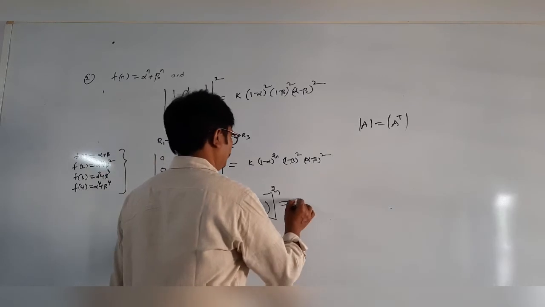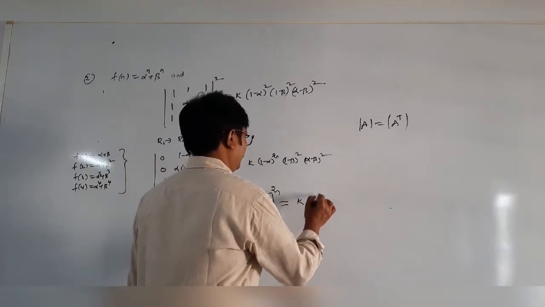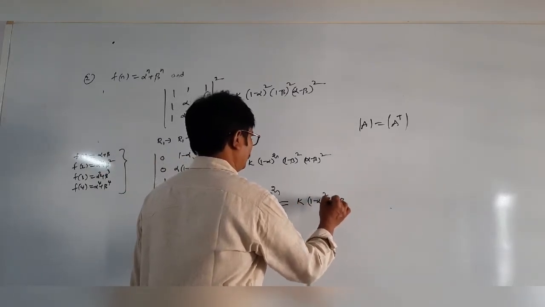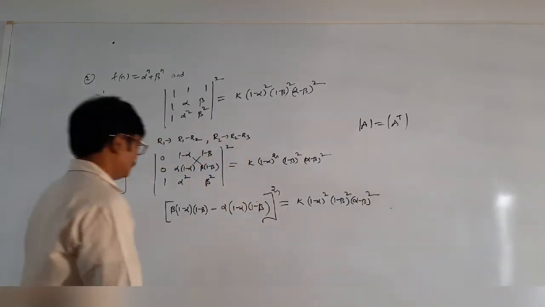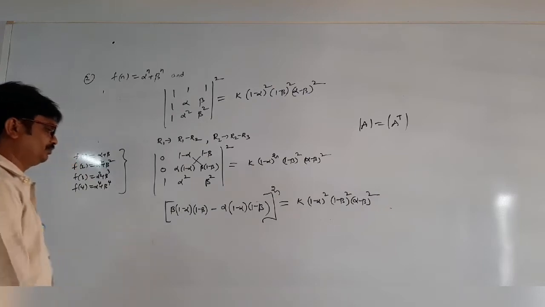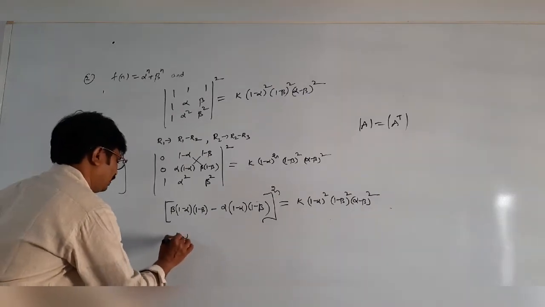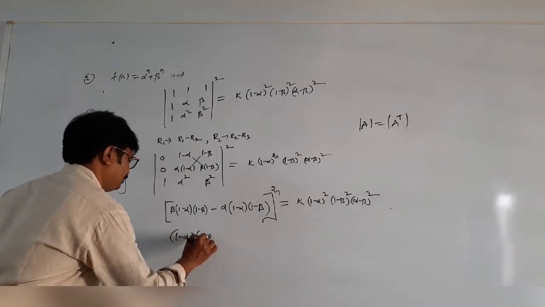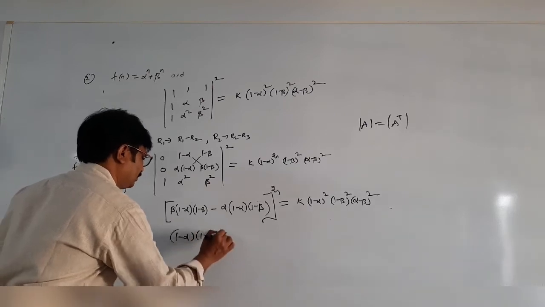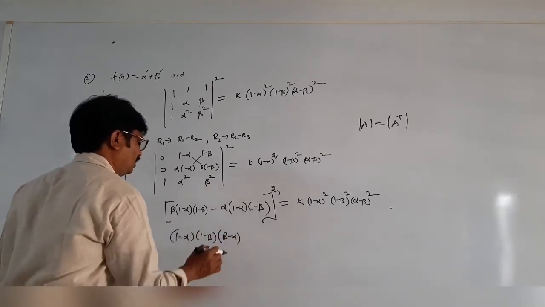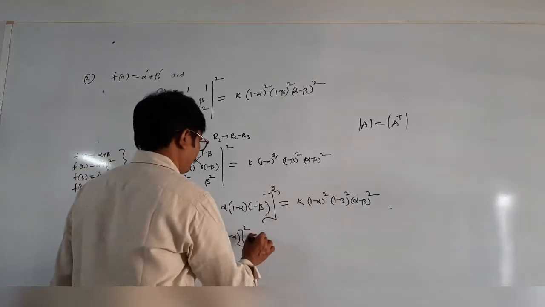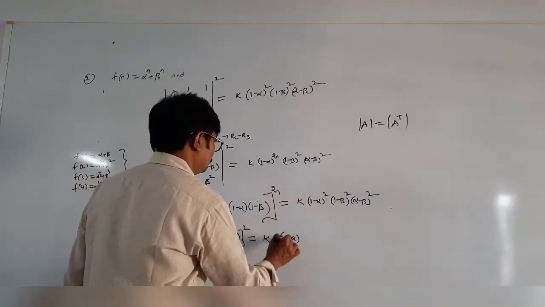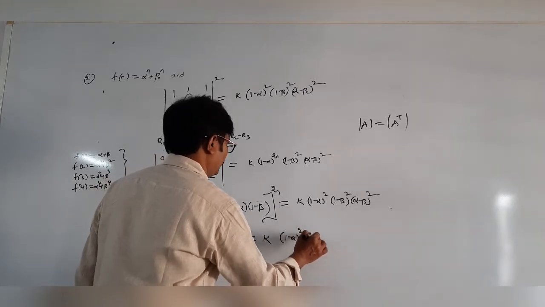That equal to k into 1 minus alpha whole square, 1 minus beta whole square, alpha minus beta whole square. So what is the common term here? 1 minus alpha, 1 minus beta, beta minus alpha whole square. Okay. Now after that, what is the k value? From this, what is the value of k?